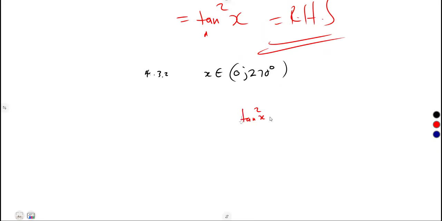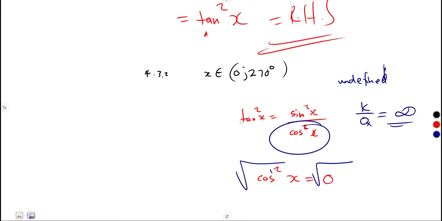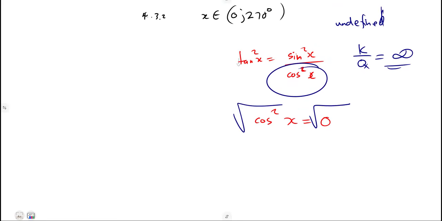The tan squared of x, remember, it is the same as what? Sine squared x over the cos squared of x. So you work with the final answer. Then the denominator is the one that you work with. For it to be undefined, it must be what? Equal to 0. Remember, k over 0 is what? Undefined. We cannot simplify that. So the denominator has to be equal to 0, just like that. So introducing the square root to get rid of this square, it is going to be the cos of what? The cos of x. The cos of x is equal to 0.